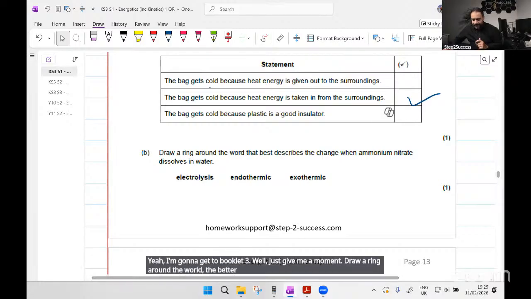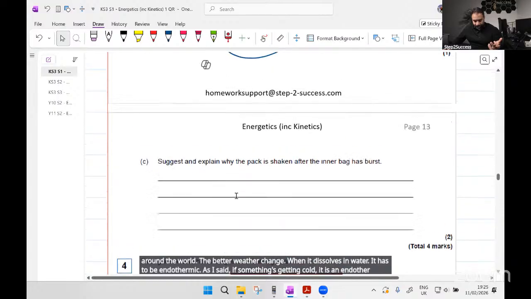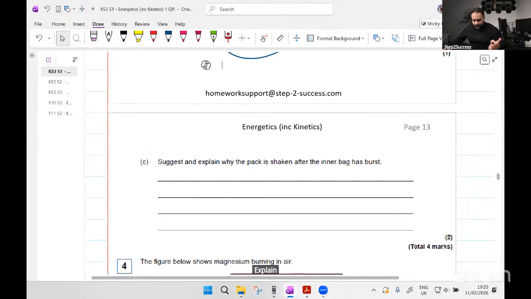Change when it dissolves in water. It has to be endothermic. As I said, if something's getting cold, it is an endothermic reaction. Explain why the pack is shaken after the inner bag has burst.